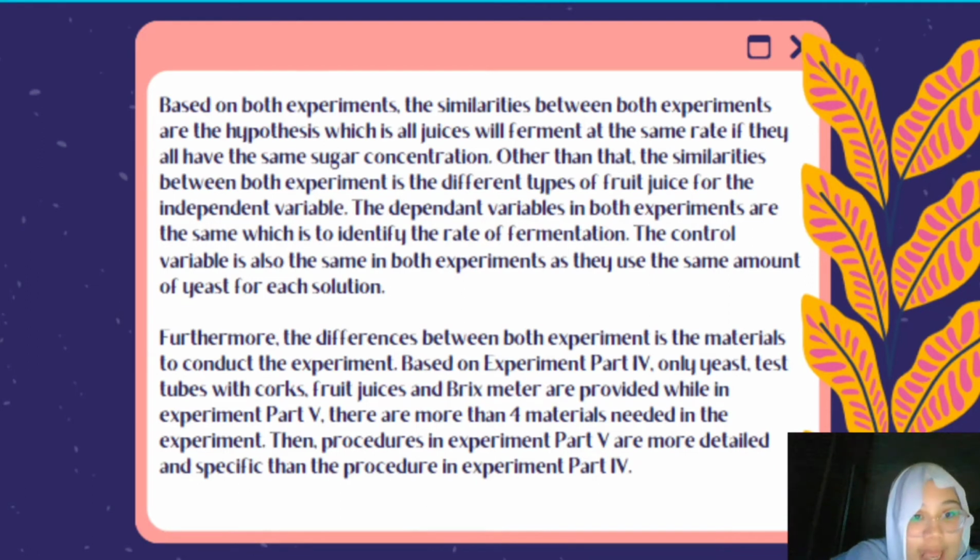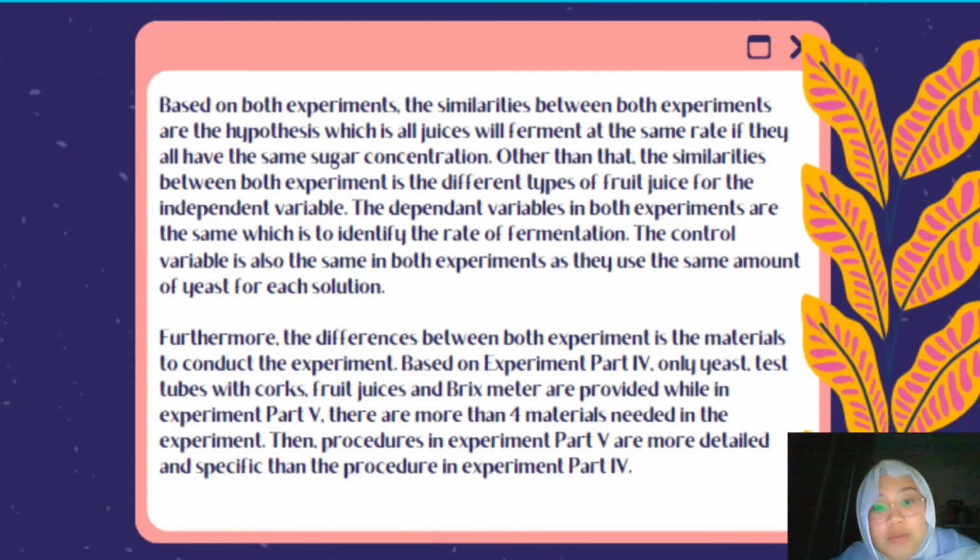Other than that, the similarities between both experiments are the different types of juices for the independent variable. The dependent variable in both experiments is the same, which is to identify the rate of fermentation. The control variable is also the same in both experiments as they use the same amount of yeast for each solution.